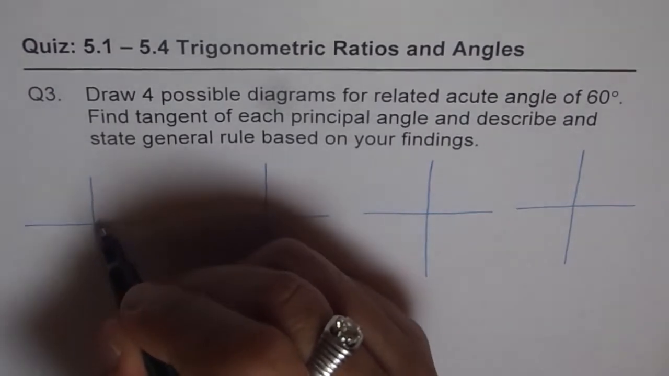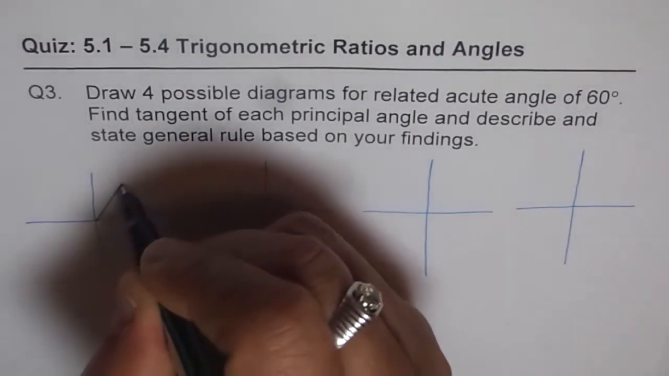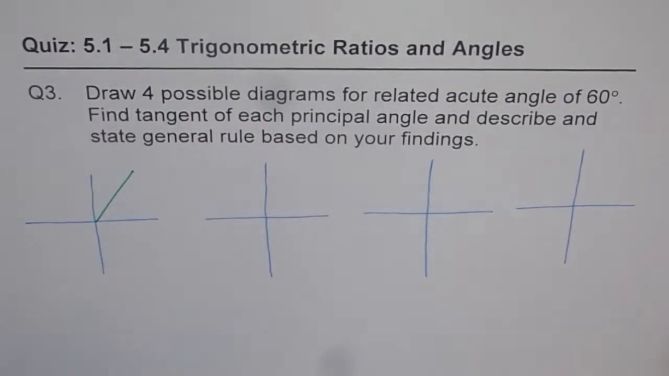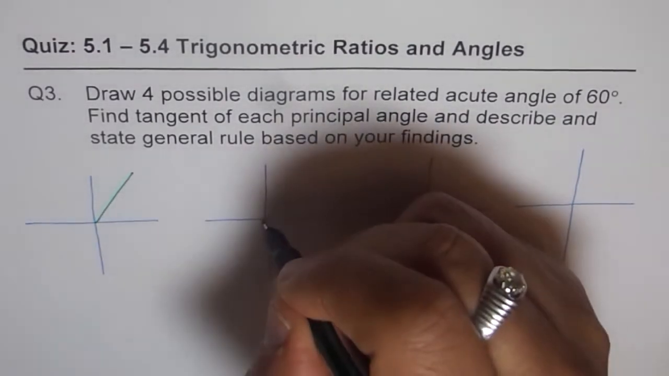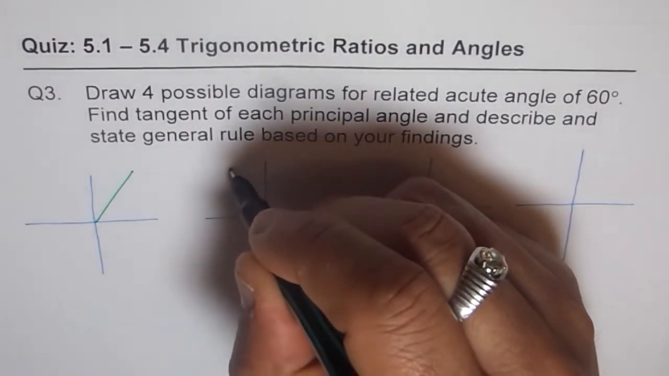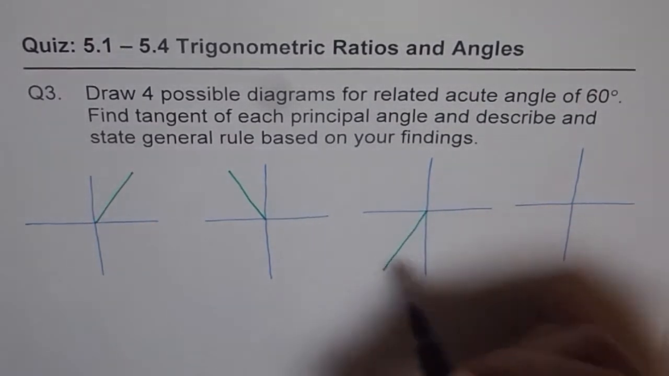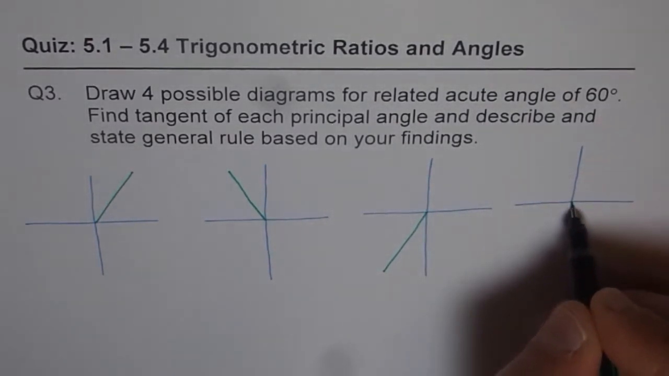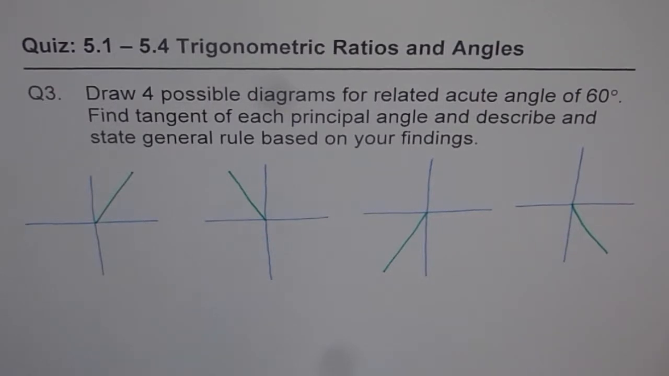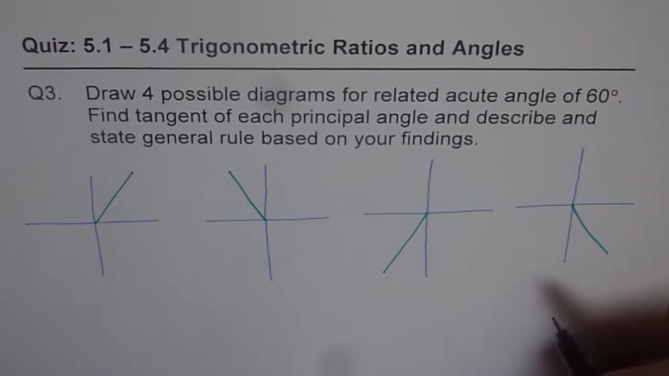Now this is the one in quadrant number 1. Let's say this angle is 60 degrees, correct? So that could be 1. Here it could be like this, right? 60 degrees. In this case it could be like this, and in this case it could be like this, right? So these are 4 positions of principal arm which will have related acute angle of 60 degrees.